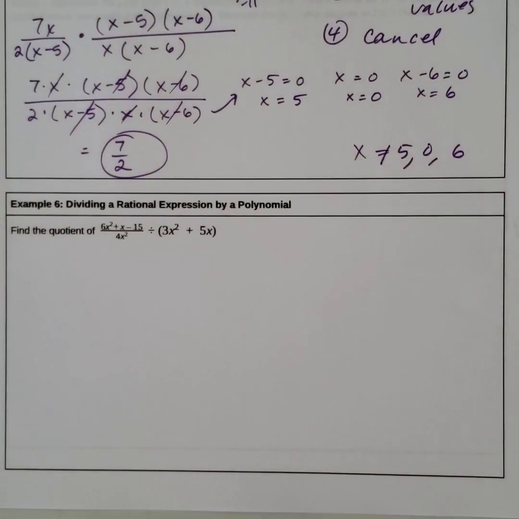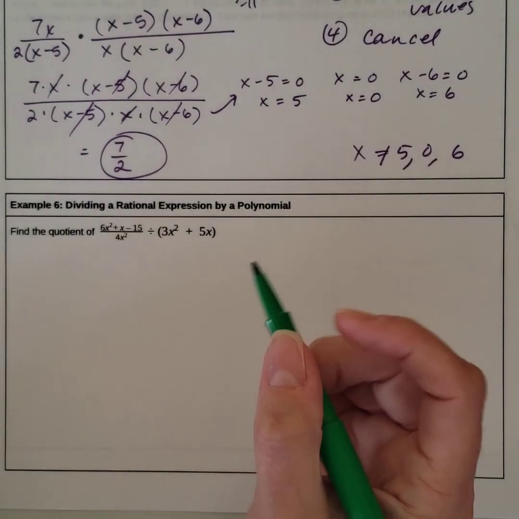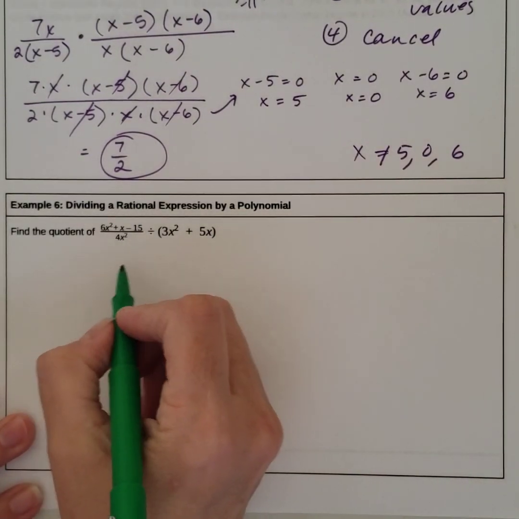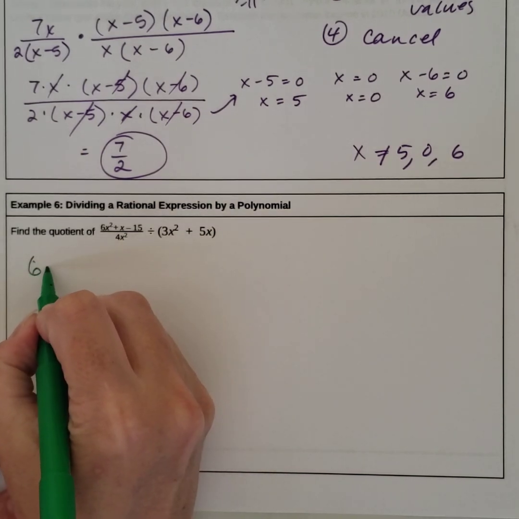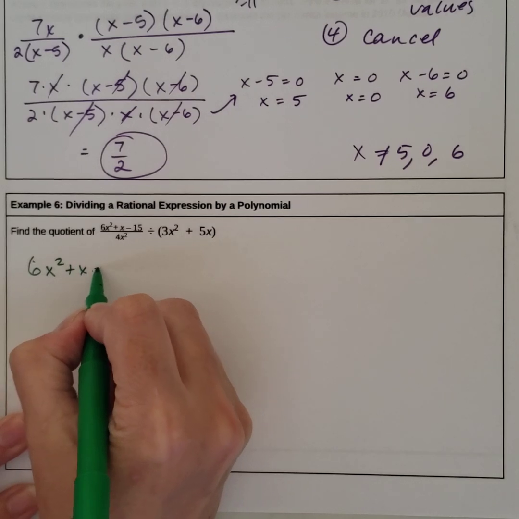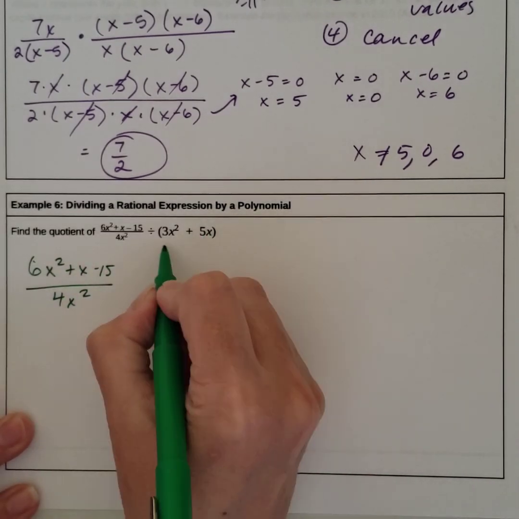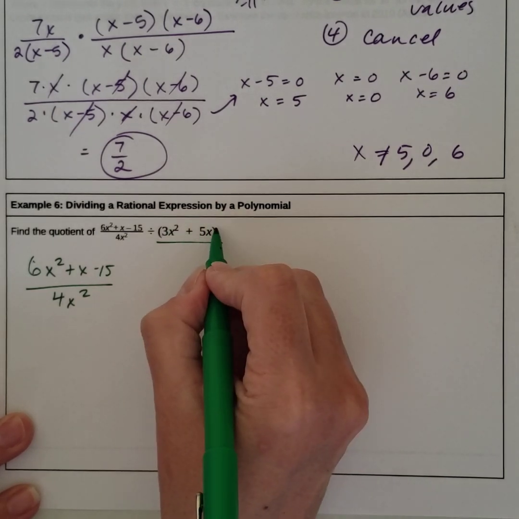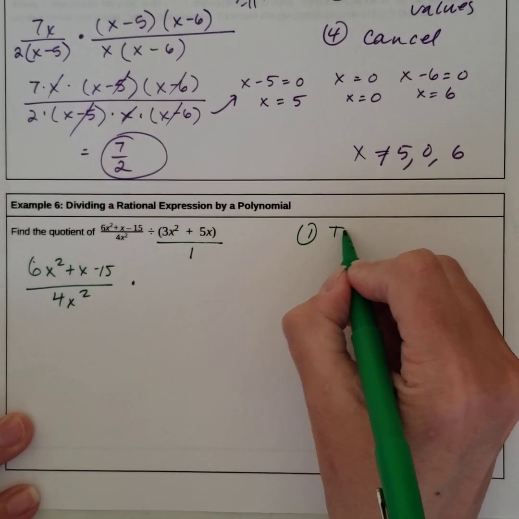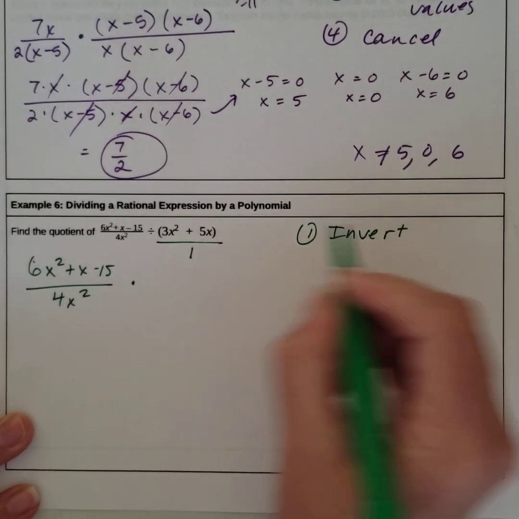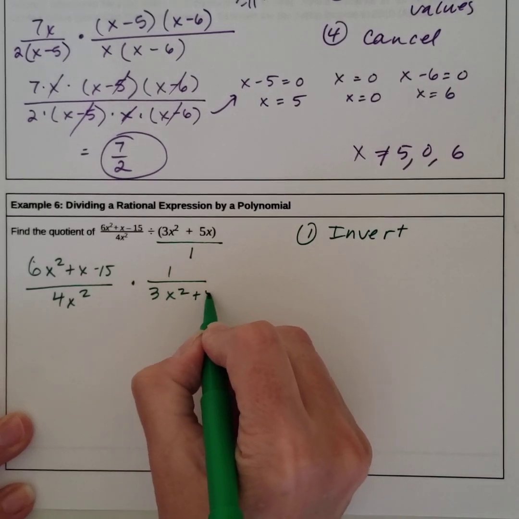7.3, example 6. We have (6x squared plus x minus 15) over 4x squared, divided by (3x squared plus 5x) over 1. So if we invert, that's our first step, because we have division again. Then we will put 1 over 3x squared plus 5x.